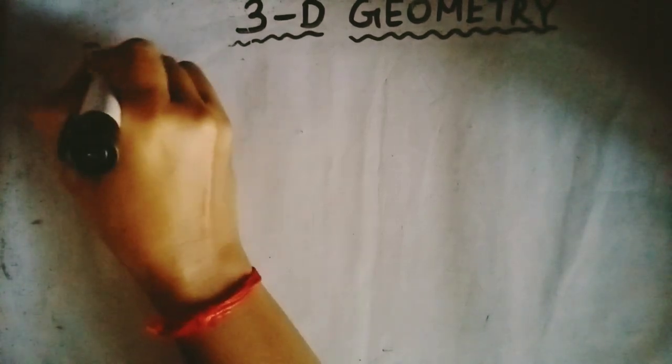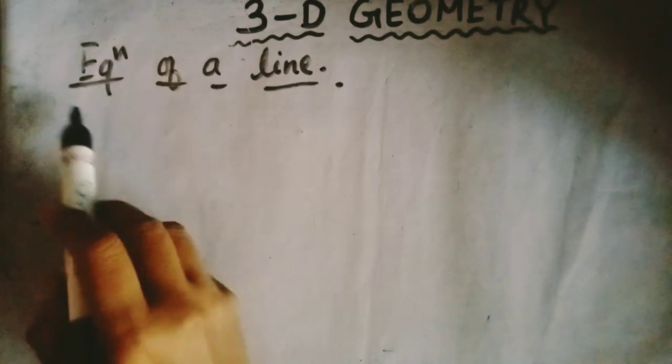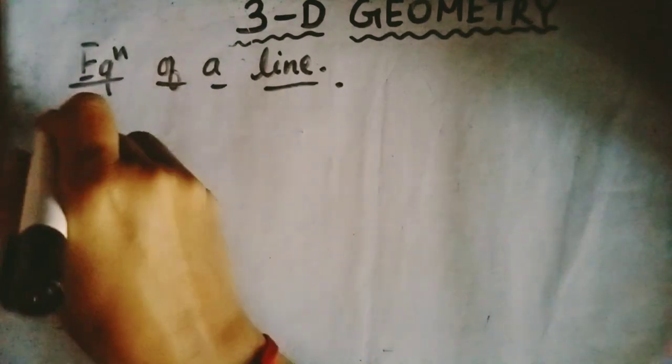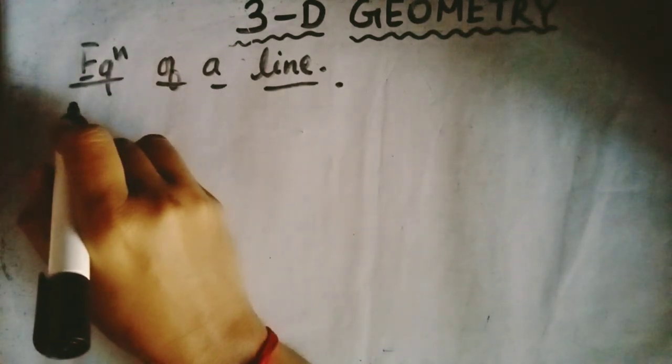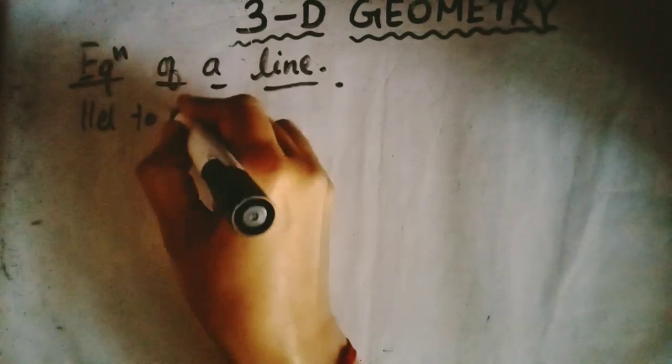Hello students. So the next subtopic we are going to learn today is the equation of a line. The equation of a line through a given point and parallel to a given vector. So first, the equation of a line which is passing through a given point and is parallel to a vector.